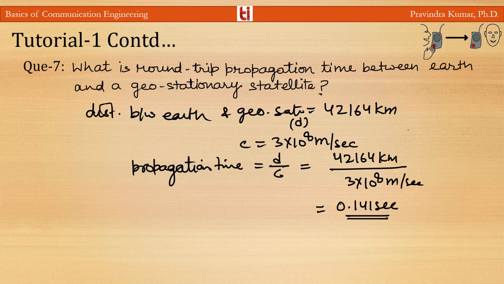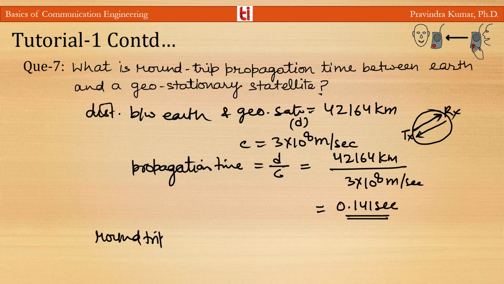Round trip means from the transmitter to the receiver, this is the propagation time from transmitter to receiver. And if I consider the same propagation time for the receiver to the transmitter, so this is the round trip time. So here round trip time is equal to 2 into this propagation time 0.141, and it is basically 0.282 second.